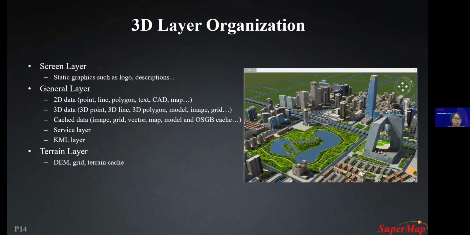The screen layer can only manage static graphics, such as logos and descriptions, without any geographic information. All the 2D data, 3D data, and cached data are organized by the general layer, and the terrain layer only organizes DEM, grid, and terrain cache.